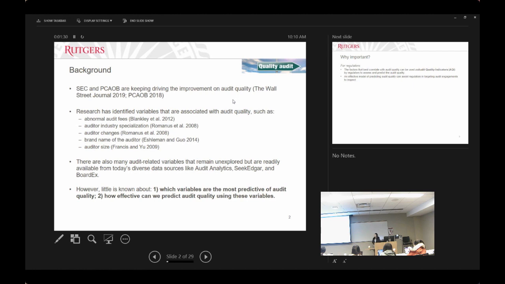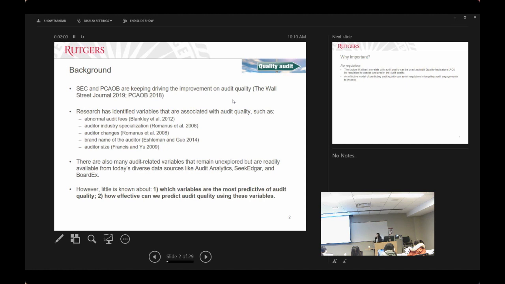And then, in today's data environment, we can also have access to other variables related to audit from different sources. For example, we have Audit Analytics, the SEC EDGAR, and a database called Boardex. So there are many variables or data out there, but these data have not been explored in the existing research.